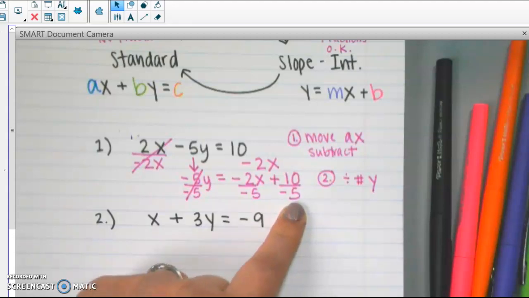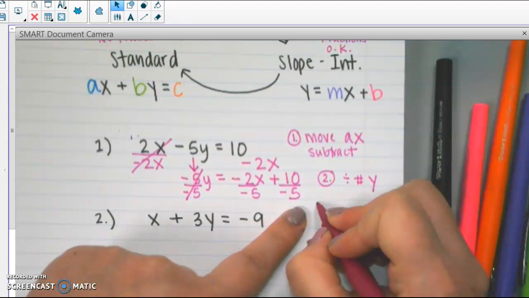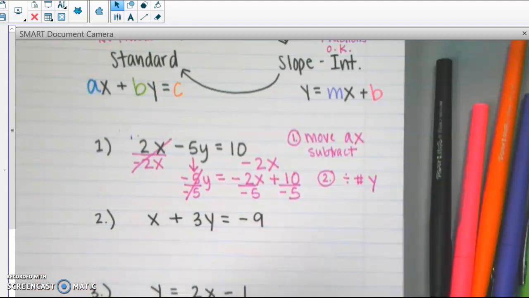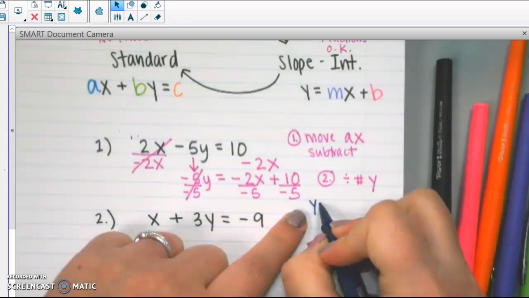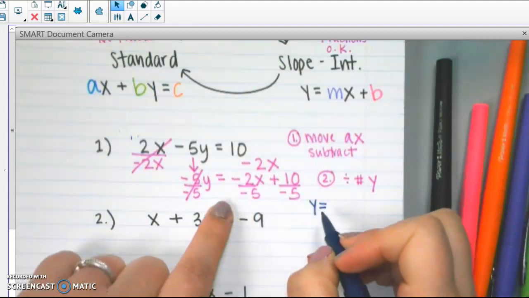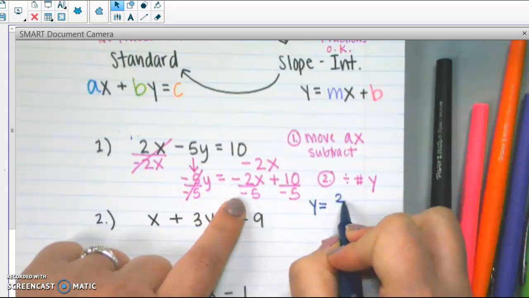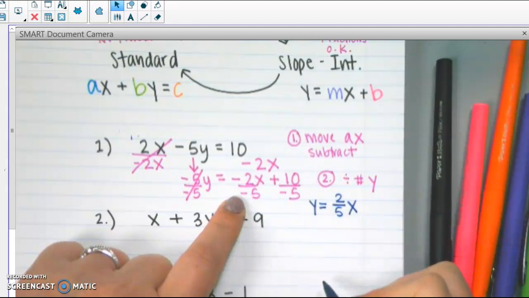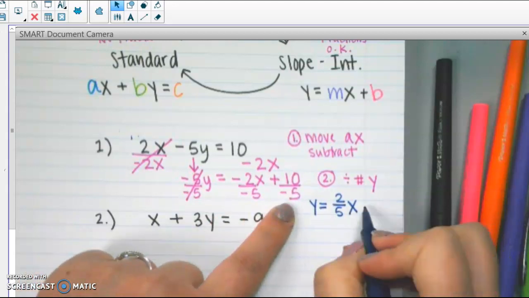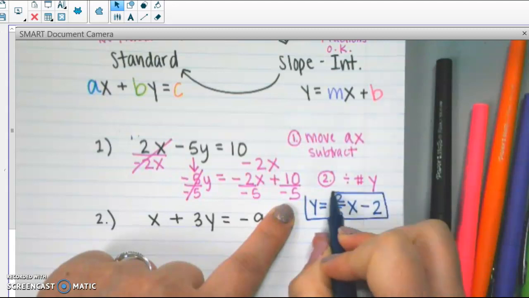All right, and then the last step is just to clean it up a little bit. So I did not leave myself a whole lot of room. I'm going to write my final answer here. I always forget when I'm making my notes that I write very big. All right, so I'm going to clean this up. A negative and a negative is a positive. So that simplifies to positive 2 over 5x. And 10 divided by negative 5 is negative 2. And that's my answer.